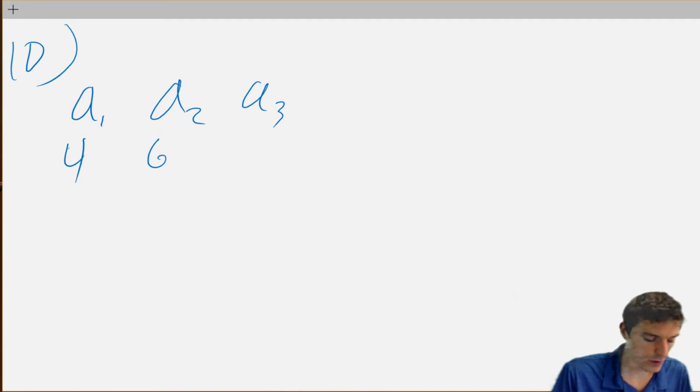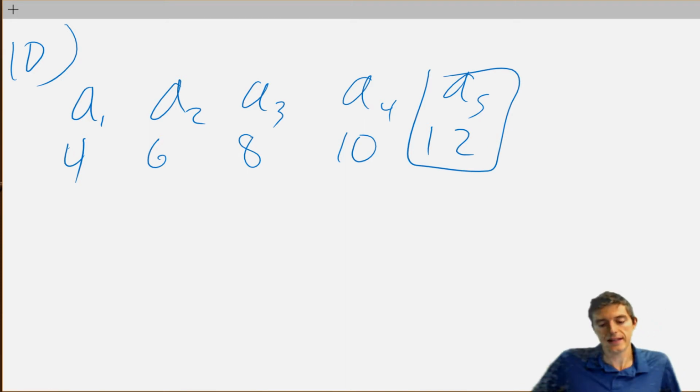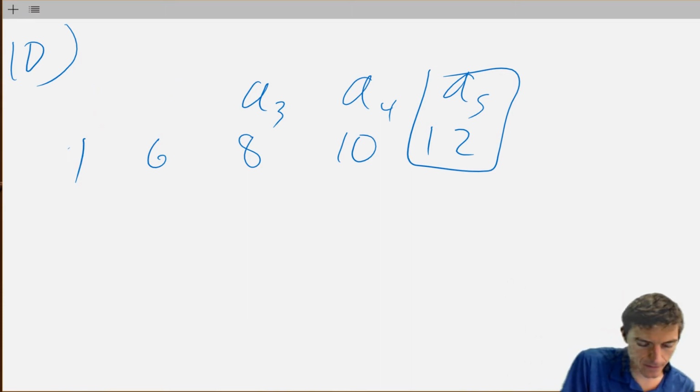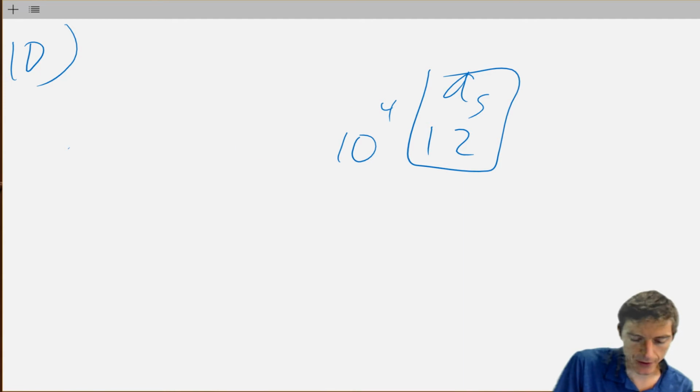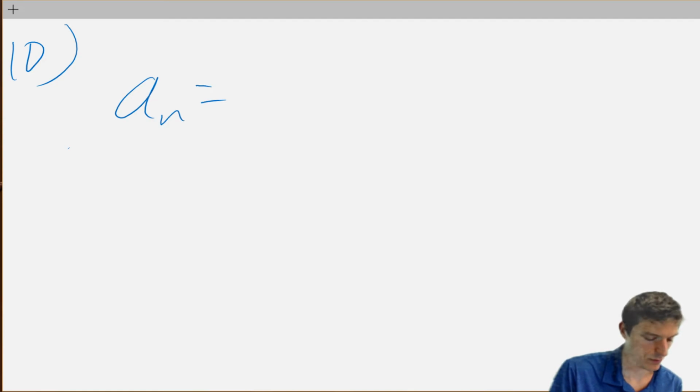So recursive form is nice for a lot of different reasons. It's kind of a pain on these ones because you have to write out the sequence. But we get there. We figure out that a sub 5 is 12. It's no big deal. We just got to start counting by 2s each time. But when I do the explicit form, you'll see how much nicer explicit form is there.